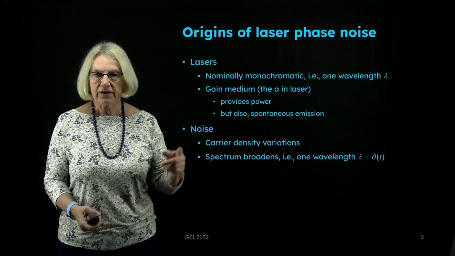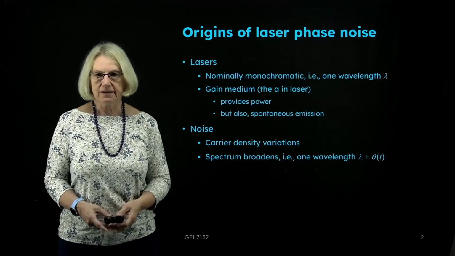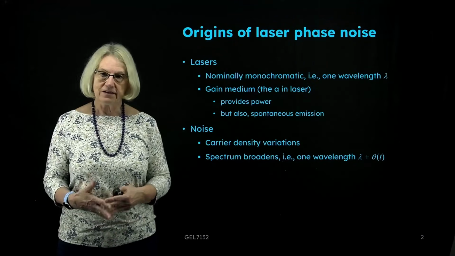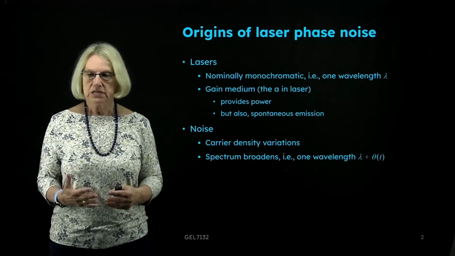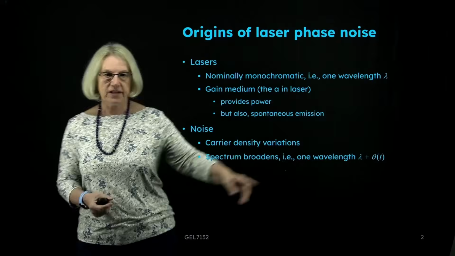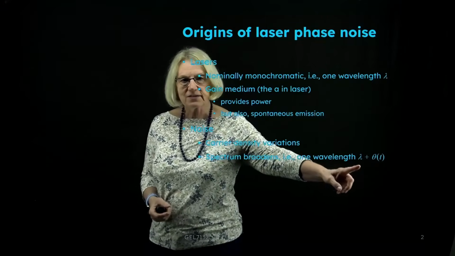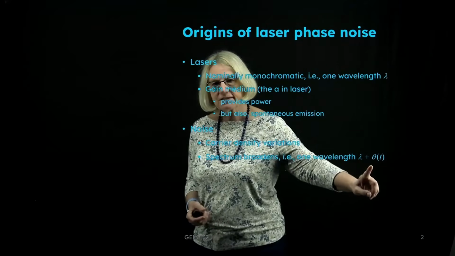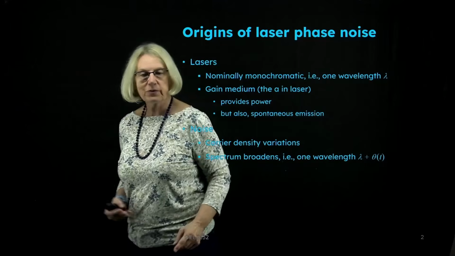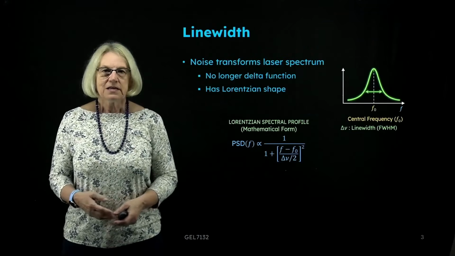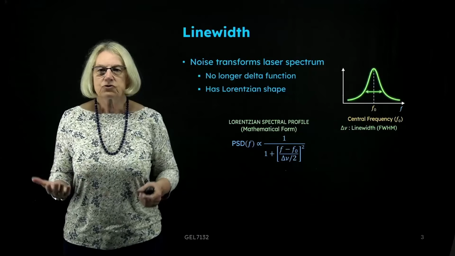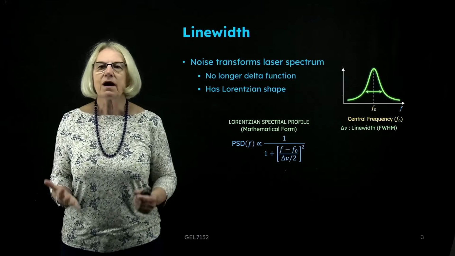It causes variations in the carrier density. And these variations in carrier density lead to a broadening of the spectrum. So instead of having a single wavelength, we actually have a single wavelength plus a factor which we call the phase noise in the system. So noise transforms the spectrum of a laser.